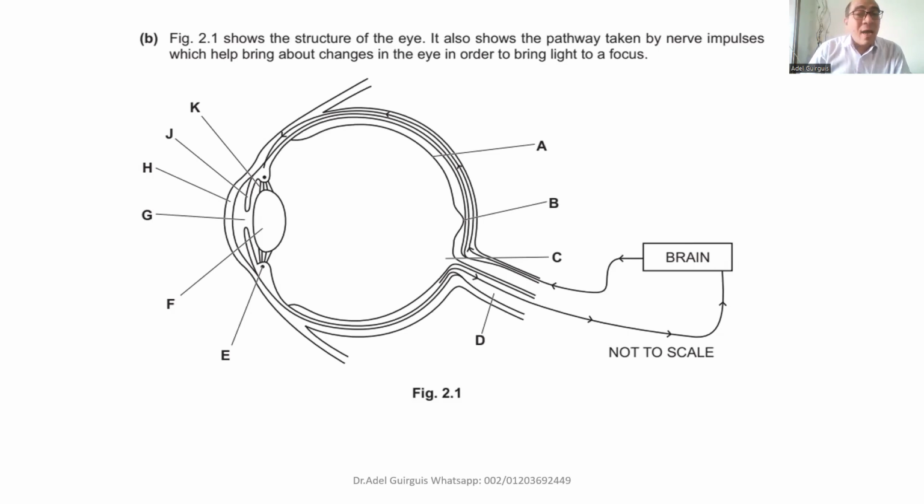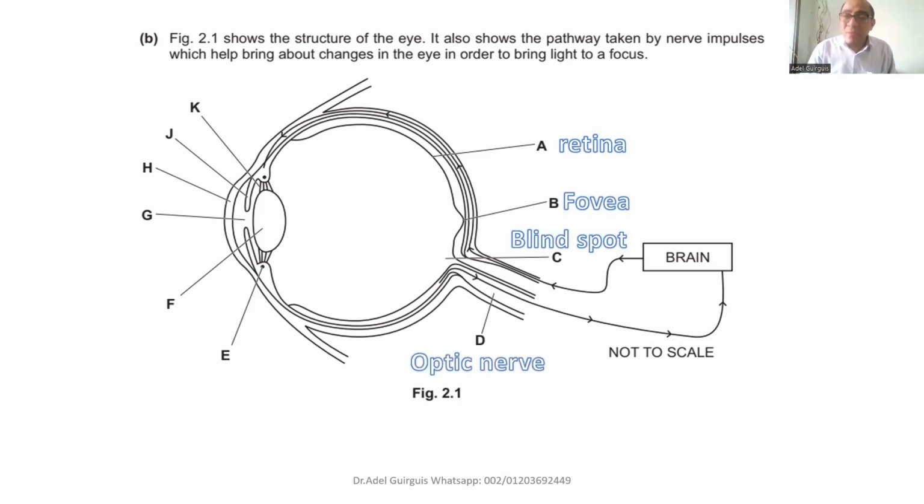Letter A, retina. Letter B, this depression is called fovea. Good. Letter C, at the beginning of the optic nerve, is called the blind spot. That's where the fiber pathways are. Here, optic nerve. Please don't write just nerve, write optic nerve.